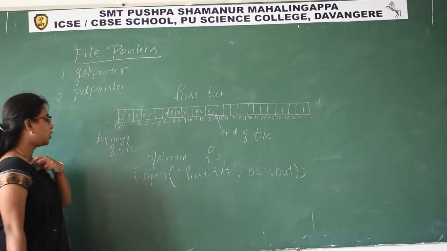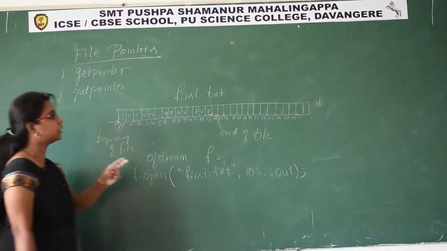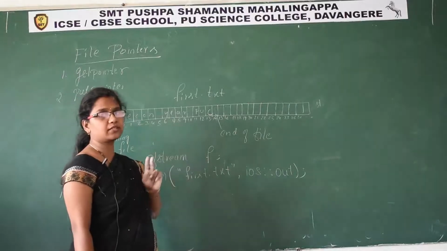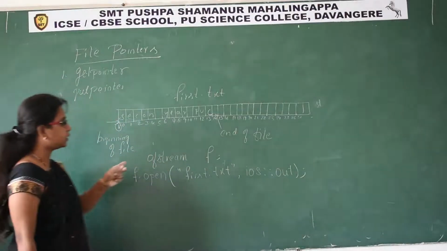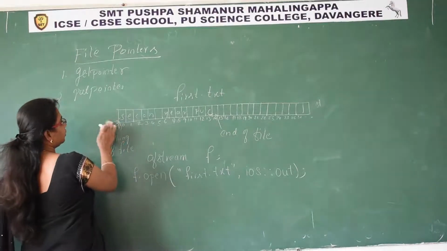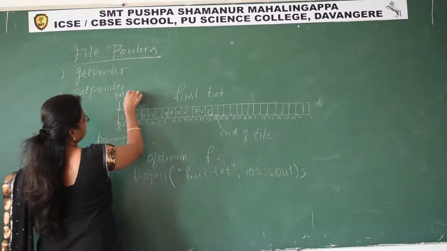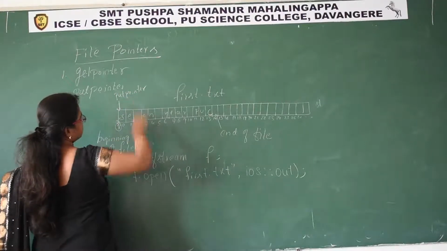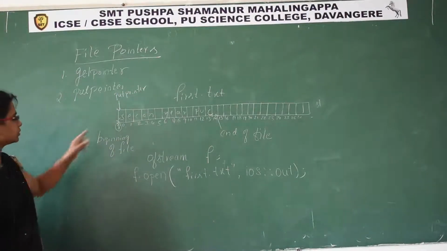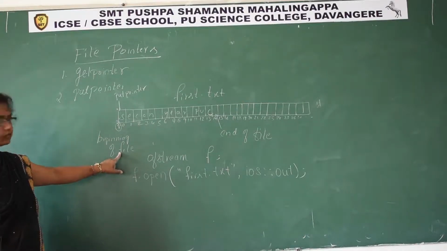So that file pointer, which pointer? There are two pointers, get pointer and put pointer. So which pointer is working now? Put pointer, because it is write mode. So the put pointer is at the beginning of the file. So how to mention here? Put pointer. What is the default location of the put pointer? Beginning of the file.